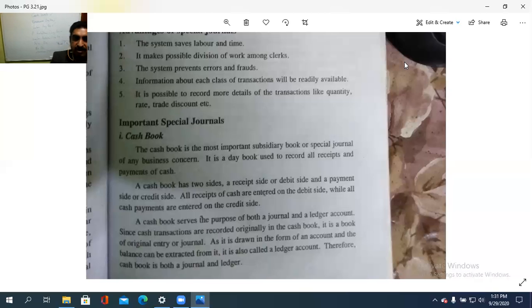Then a cash book serves the purpose of both a journal and a ledger account. Since cash transactions are recorded originally in the cash book, it is a book of original entry or journal. As it is drawn in the form of an account and the balance can be extracted from it, it is also called a ledger account. That is why cash book is at the same time a journal and also a ledger account. Therefore, cash book is both a journal as well as a ledger. To and by are used because it resembles a ledger account. All the receipt part is coming on the debit side and all the payment part is coming on the credit side.